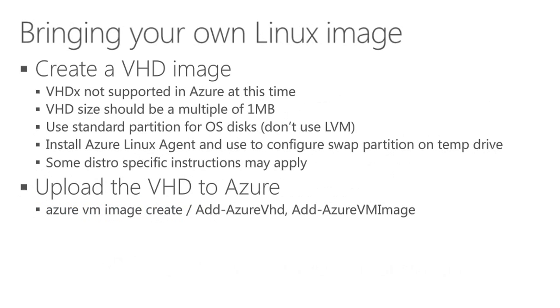Now, how do you get started? There are two paths, obviously. You can bring your own Linux image. We talked about it a little bit, and the steps are pretty simple. You have your own virtual machine running on premises, on whatever hypervisor that you use today. The first thing that you want to do is capture that virtual machine and create a VHD image. VHD stands for virtual hard drive or hard disk, and this is the format that Hyper-V, which is Microsoft's hypervisor, recognizes. So the first step is to create a VHD of your Linux virtual machine that you're running on premises.